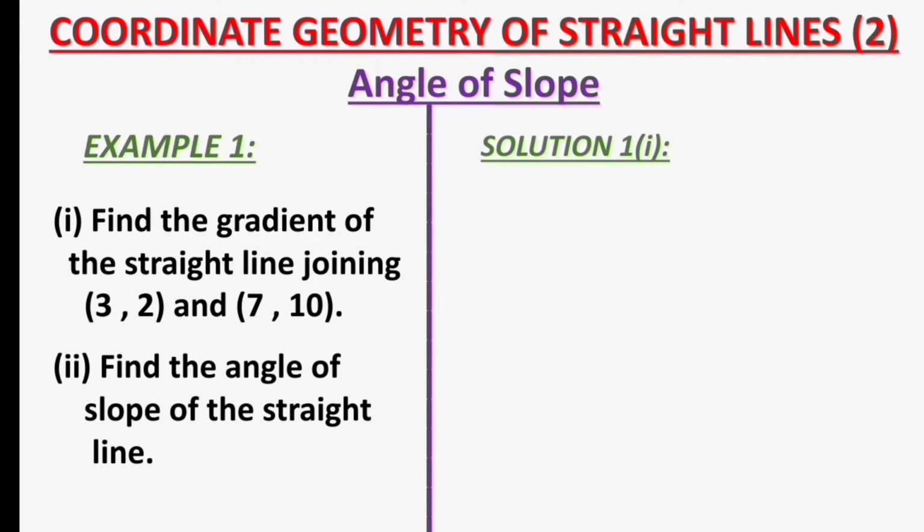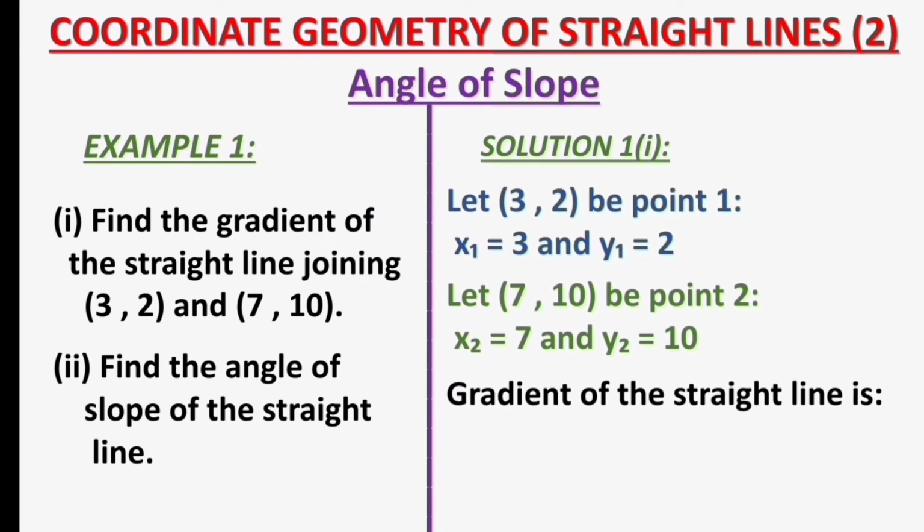Let's see the solution to question 1, Roman figure 1. From the question, let the point 3, 2 be our point 1. That means that x1 is equal to 3 and y1 is equal to 2. Also, let the point 7, 10 be our point 2. That means x2 is equal to 7 and y2 is equal to 10.